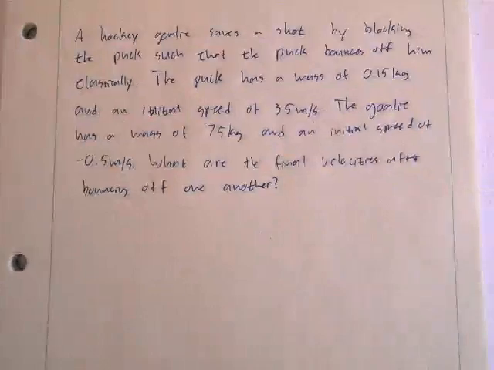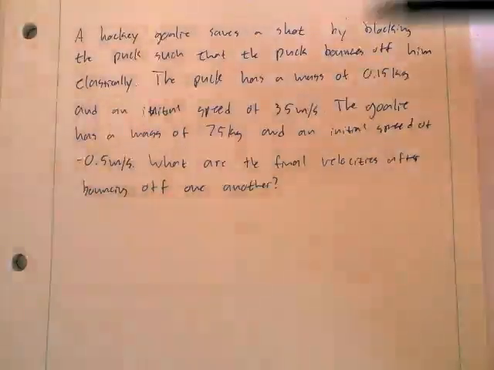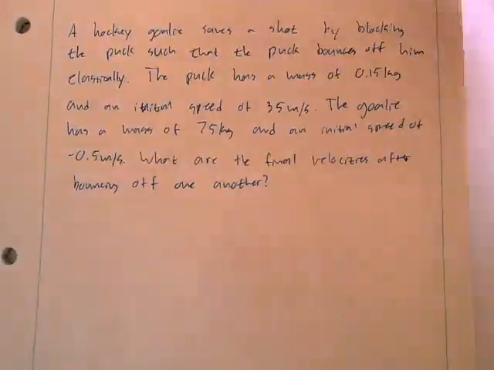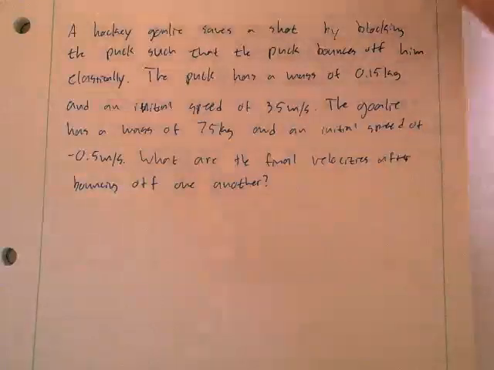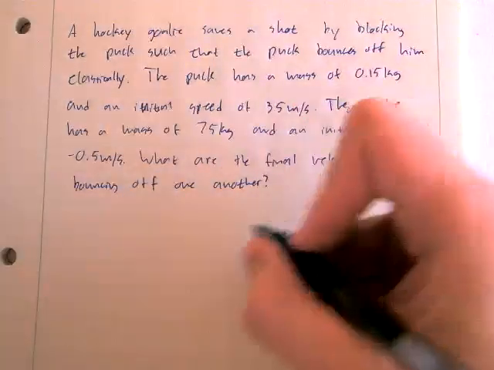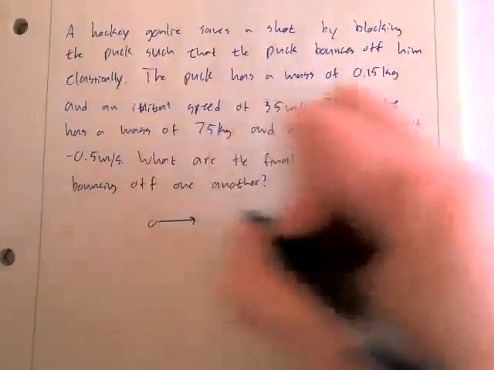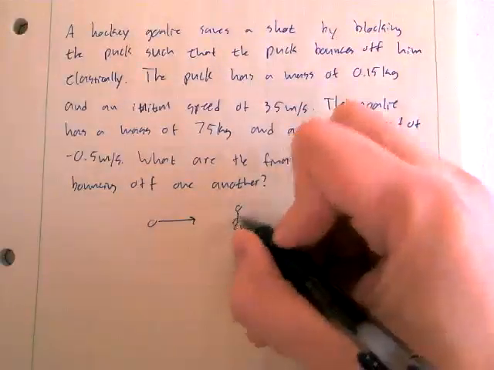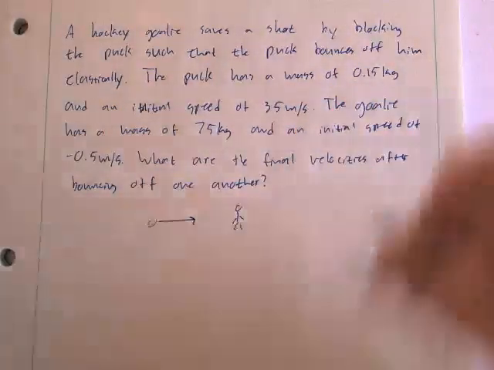So it might seem like a simple problem at first, but we'll get into the gritty details of exactly what is going on here. So let's see. In this case, we have a hockey goalie who saves a shot by blocking the puck such that the puck bounces off of him elastically, right? So we have the puck coming in this way. Then we have our hockey goalie who's going to save it. So this is our before picture.